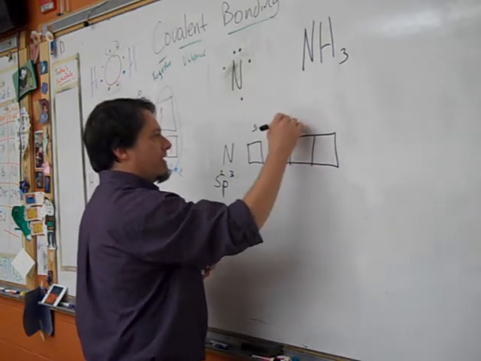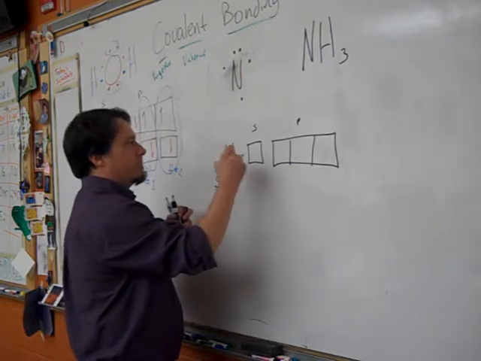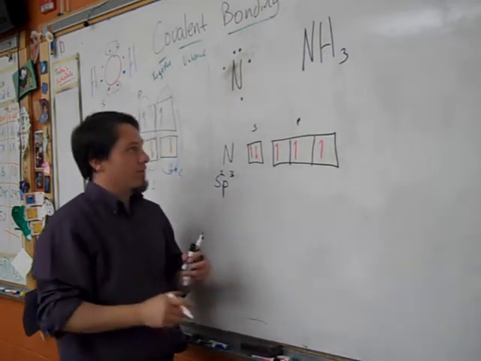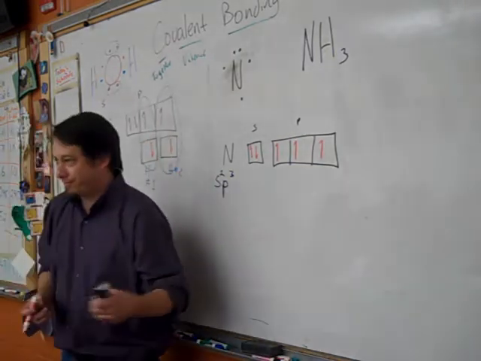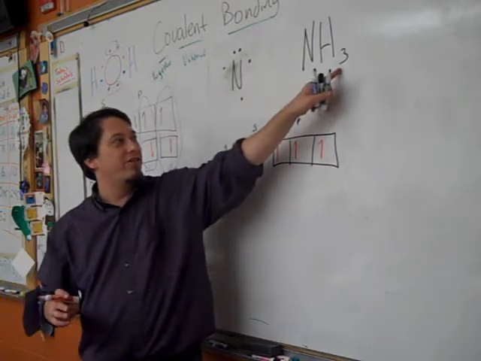Here's the S and the P. Here's the full s orbital. Here's the 3 half-full p orbitals. Can you already hopefully start to see where this is going? Why we have 3 hydrogens in NH3?